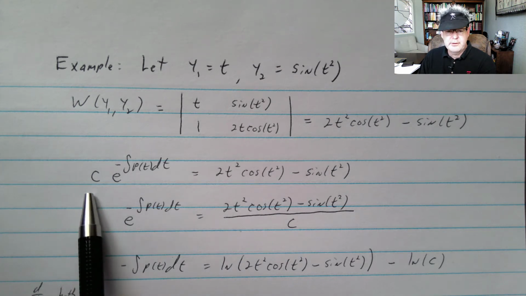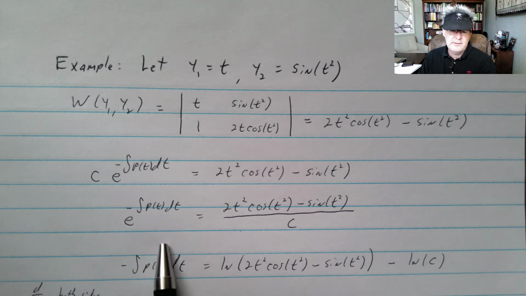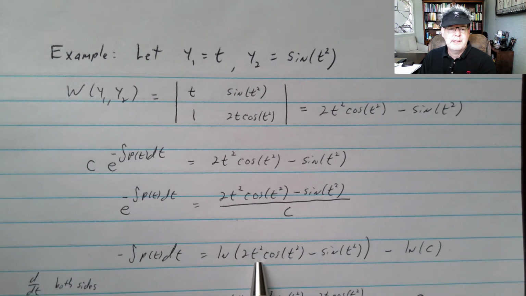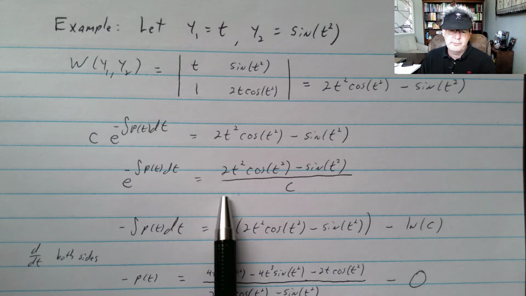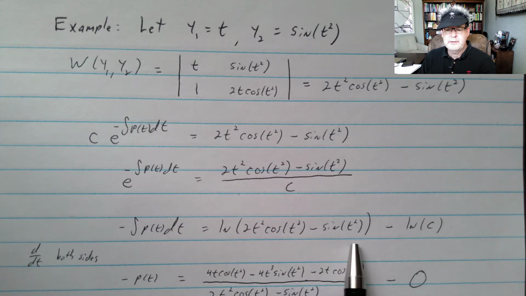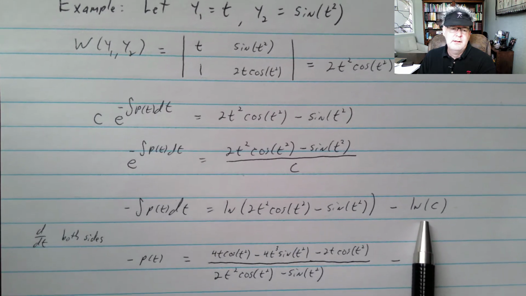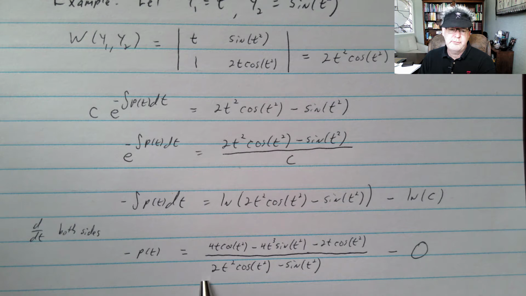All right, so we'll try and solve for p of t. We'll divide by the unknown constant. For a moment it might seem like it's in the way, but everything will be okay. We'll take the natural log of both sides. The log of e to a power will just be the power, and the log of a fraction is the log of the numerator minus the log of the denominator. Now to get p of t, we'll differentiate both sides. The derivative of this antiderivative will just give me negative p of t. And the derivative of the log is 1 over the argument times the derivative of the argument. For the derivative of the argument, you need the product rule here.